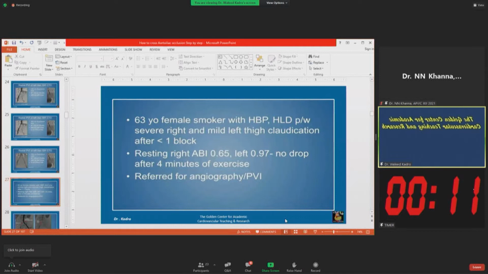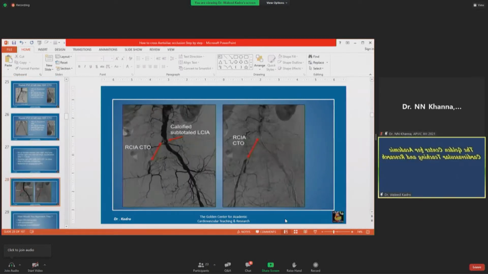This is a 63-year-old female smoker with high blood pressure, hyperlipidemia, and severe right and mild left thigh claudication after walking only 1 block. Her rest ABI is 0.65 on the right and 0.97 on the left, and no drop after 5 minutes of exercise. So she was referred for this angiography and intervention.